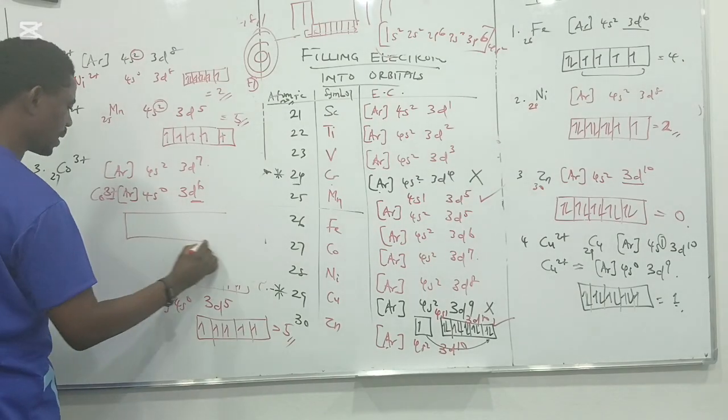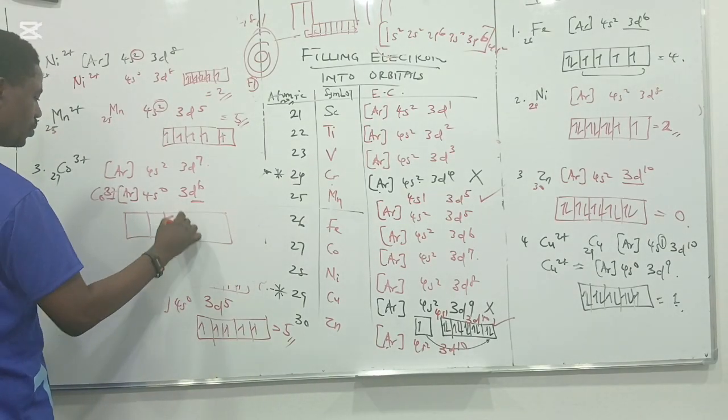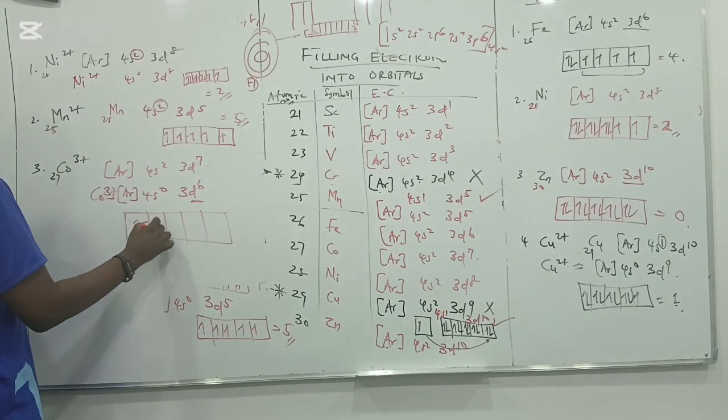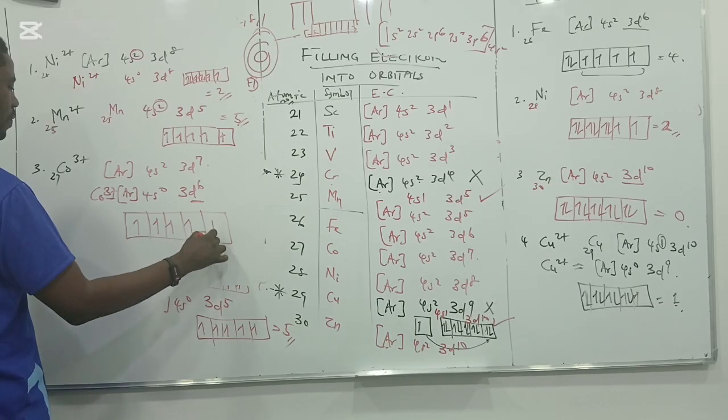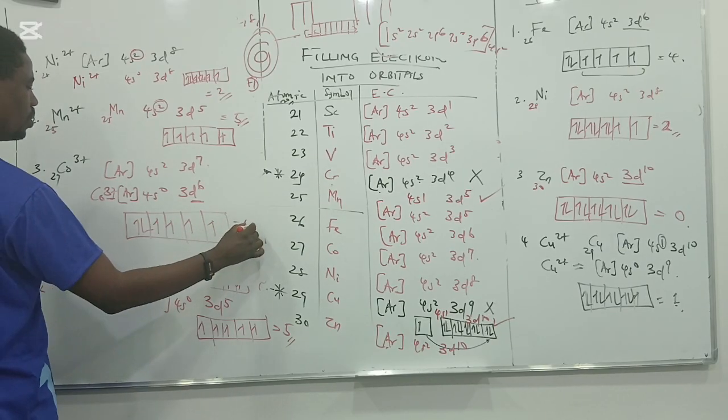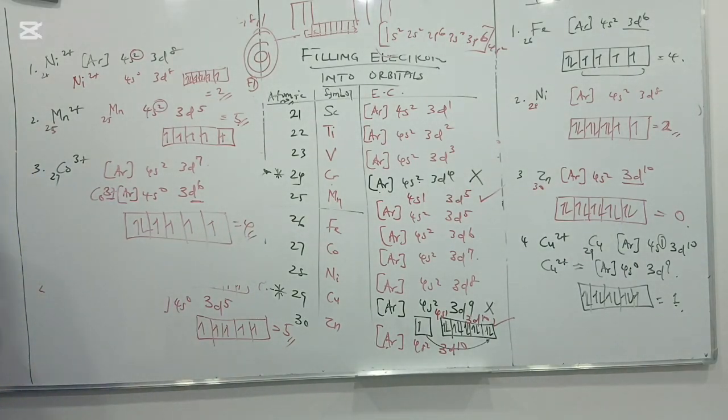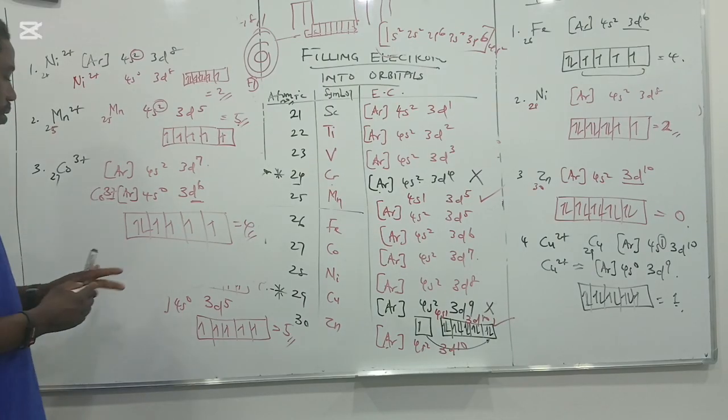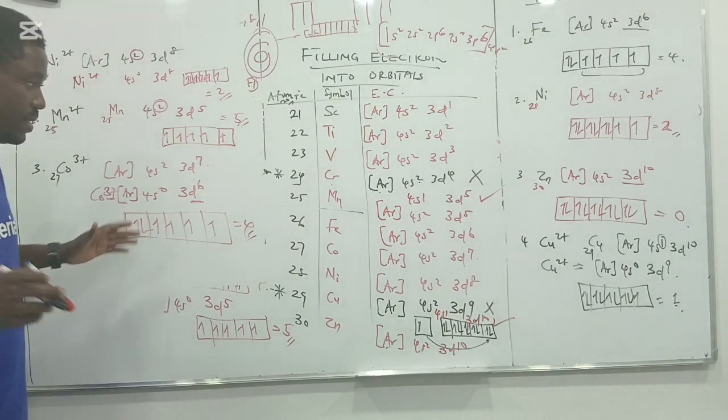So just put it like that. 1 2 3 4 5, 1 2 3 4 5 6. So cobalt 3 plus has 4 unpaired electrons. I hope that is clear.